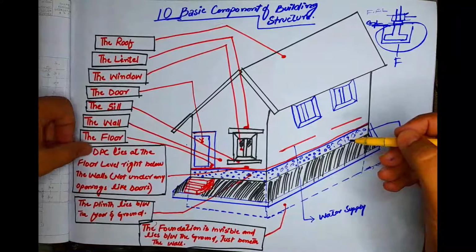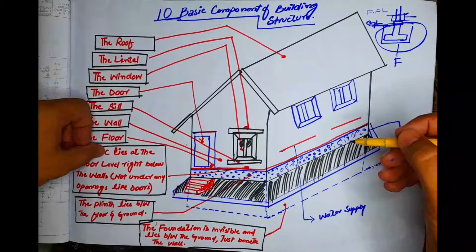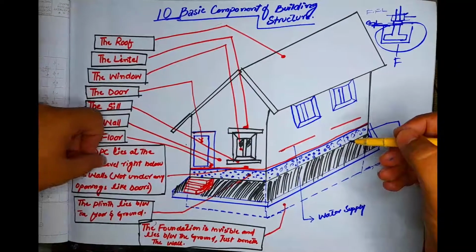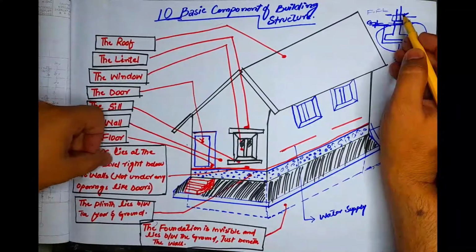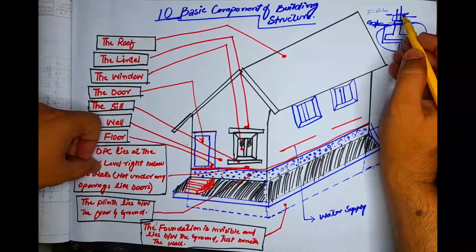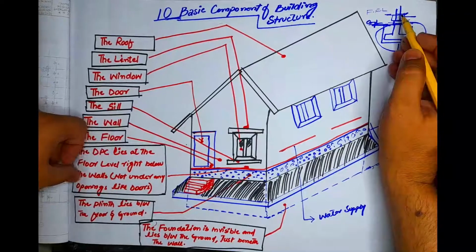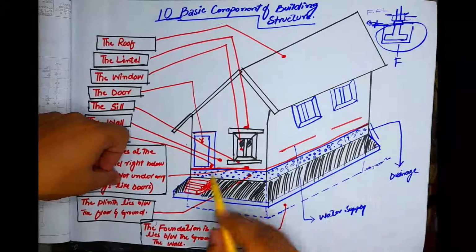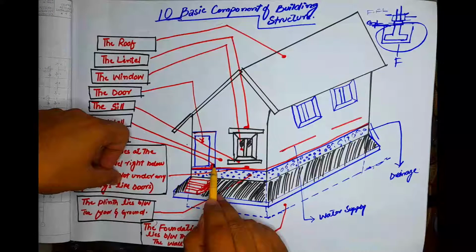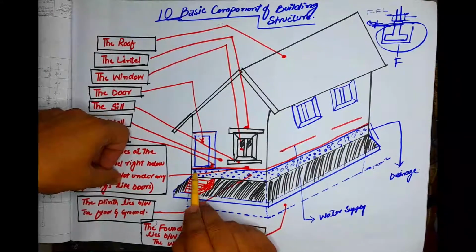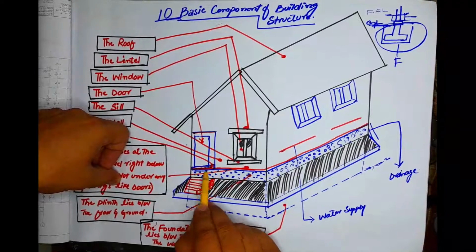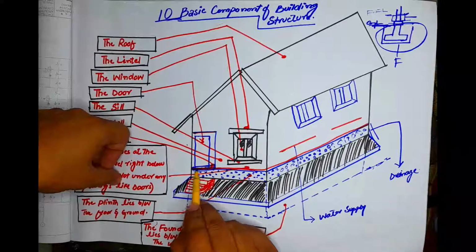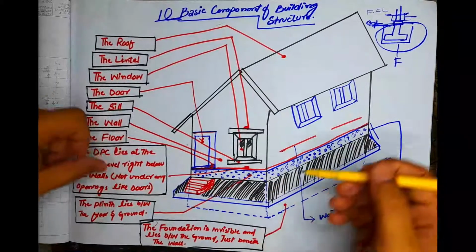The third one is DPC. DPC lies at the floor level, right below the wall, not under any opening like a door. We cannot provide DPC under any opening or doors.